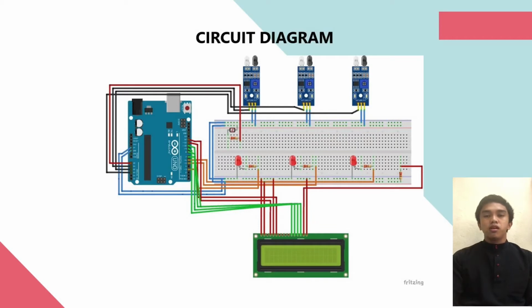Assalamualaikum. Now I will continue on presenting about the circuit diagram and the components that we use in our project. From the circuit diagram, we can see the connection between the wire and the components very clearly. In this project, we use 2 inputs and 2 outputs. For the input, we use IR sensor and LDR, and for the output, we use LED and LCD.